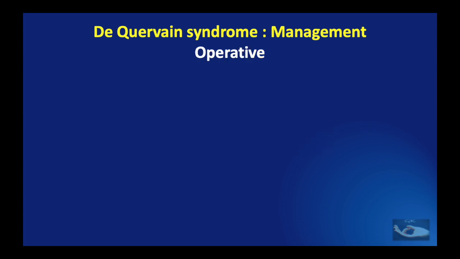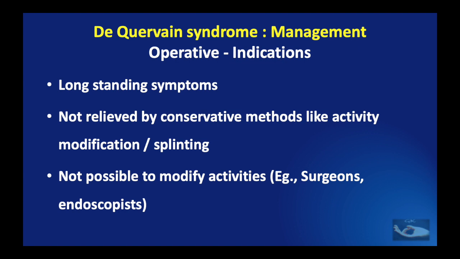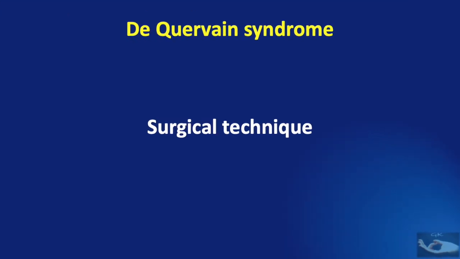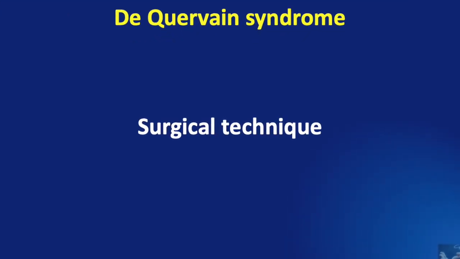Surgery in a patient with de Quervain syndrome is indicated in long-standing symptoms, or when the pain is not relieved by conservative methods like activity modification or splinting, or it may not be possible to modify the activities. For example, in surgeons or endoscopists, it may not be possible to modify the activities, so a surgical management is better indicated. Now let us see the surgical technique and the nuances.